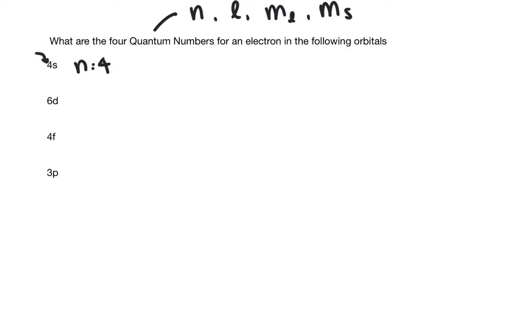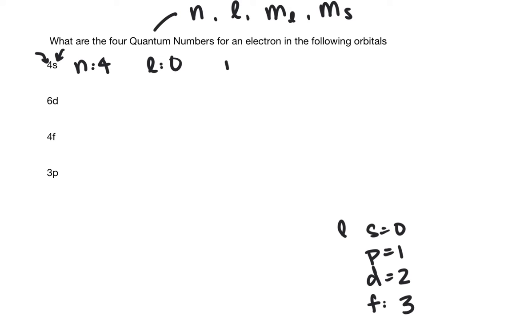So N equals 4. The letter next to it tells you what L has to be. So for L, we know that S equals 0, P equals 1, D equals 2, F equals 3. So L here has to equal 0. Now M sub L can be allowed values of negative L through 0 to positive L. So if L equals 0, M sub L in this case has to be 0. And M sub S could be plus 1/2 or minus 1/2.